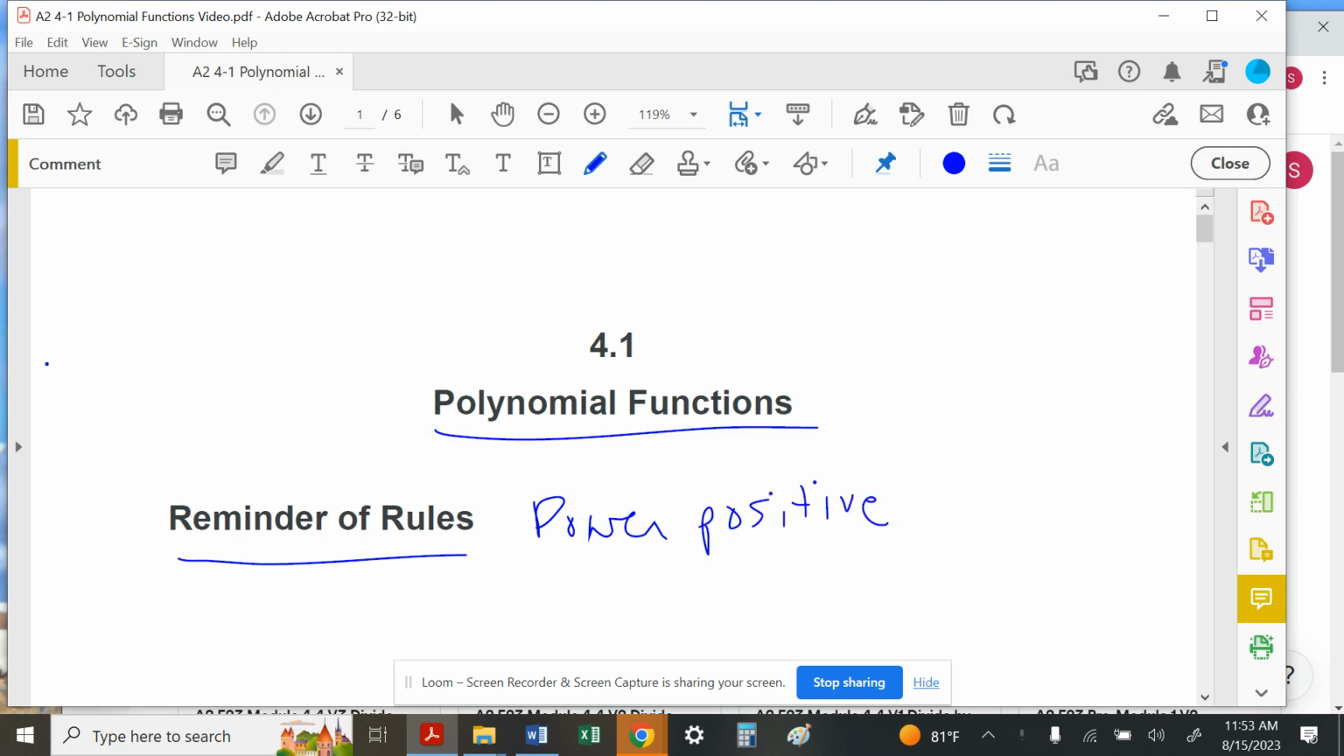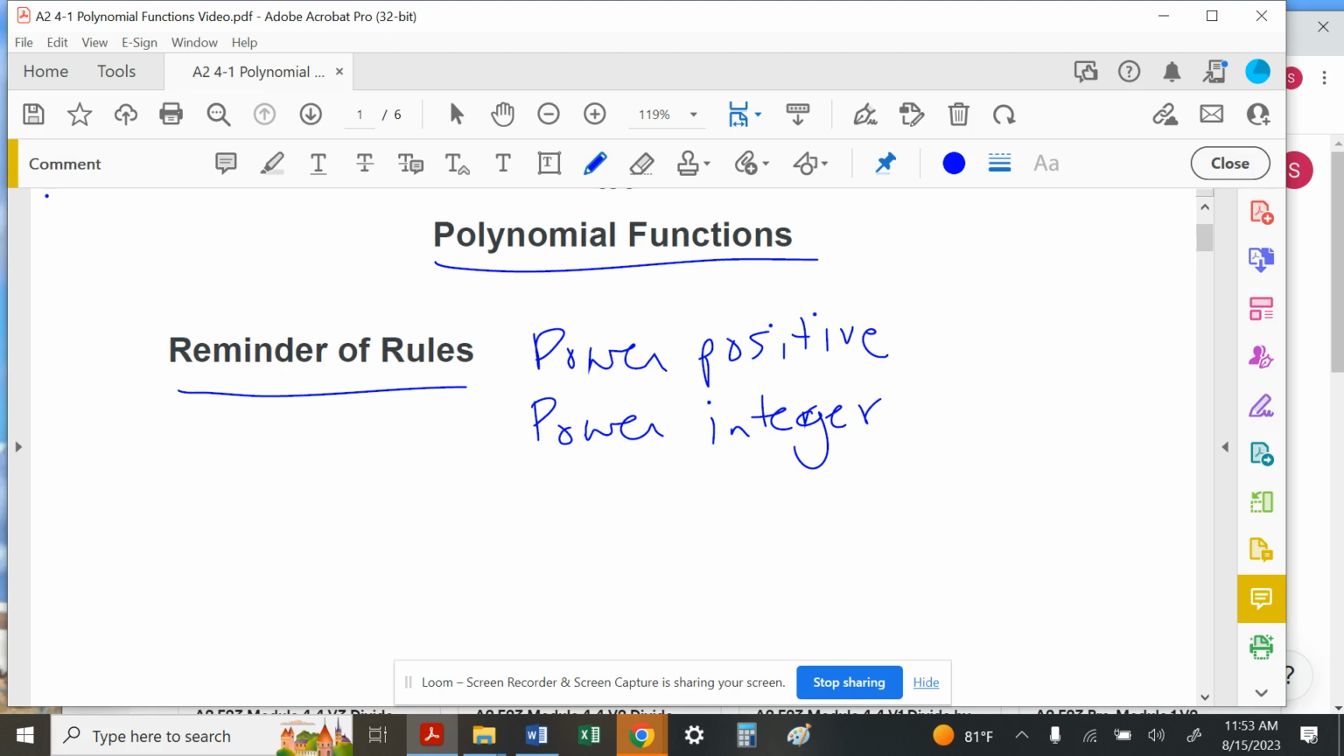We know that the power has to be an integer. So it can't be a fraction, it can't be a square root or anything like that. It has to be an integer. So no square roots, no roots, nothing like that.